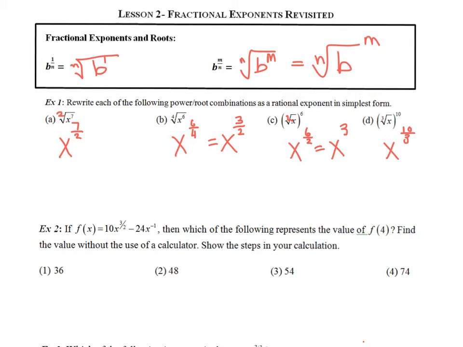In example number 2, we're going to evaluate. I've got a function, f of x is equal to 10x to the 3 halves minus 24x to the minus 1, and we would like to evaluate f of 4. Now it says please do this without a calculator and show the steps in your calculation.